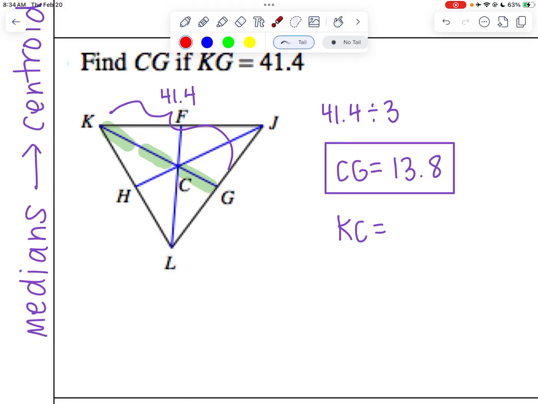Okay. Hopefully you were able to figure out that if this piece is 13.8, KC would be 2 of those pieces. So 13.8 times 2 would make KC 27.6.